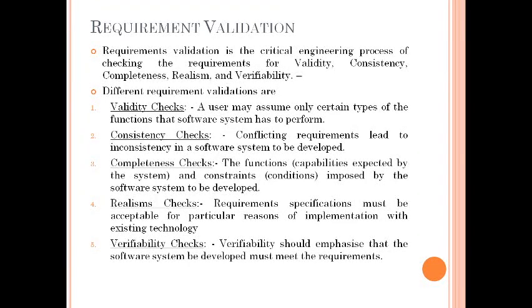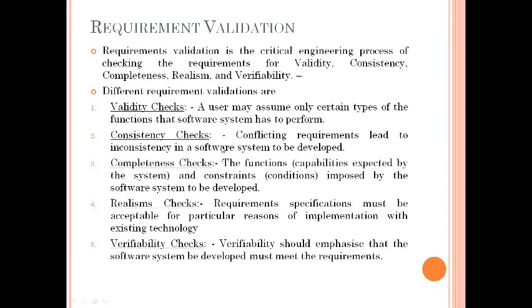The second type is the consistency check. Here conflicting requirements lead to inconsistency in the software system to be developed. That's why this consistency check needs to be executed. This happens due to different descriptions of the system functions and disagreeing constraints. So the consistency checks must be executed because of the differences between the system functionalities.